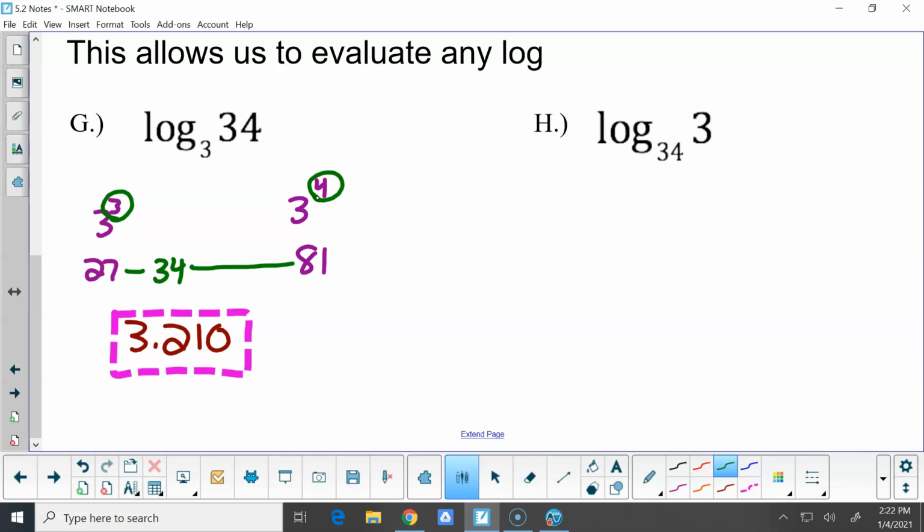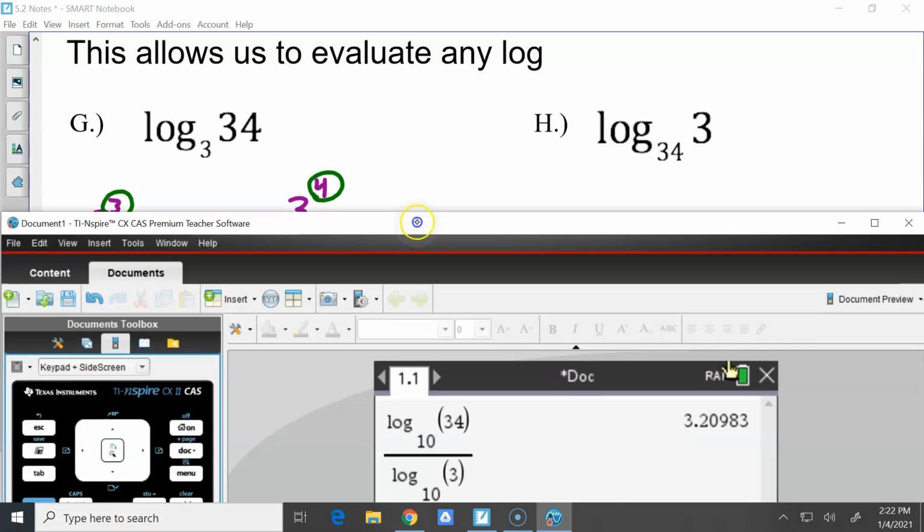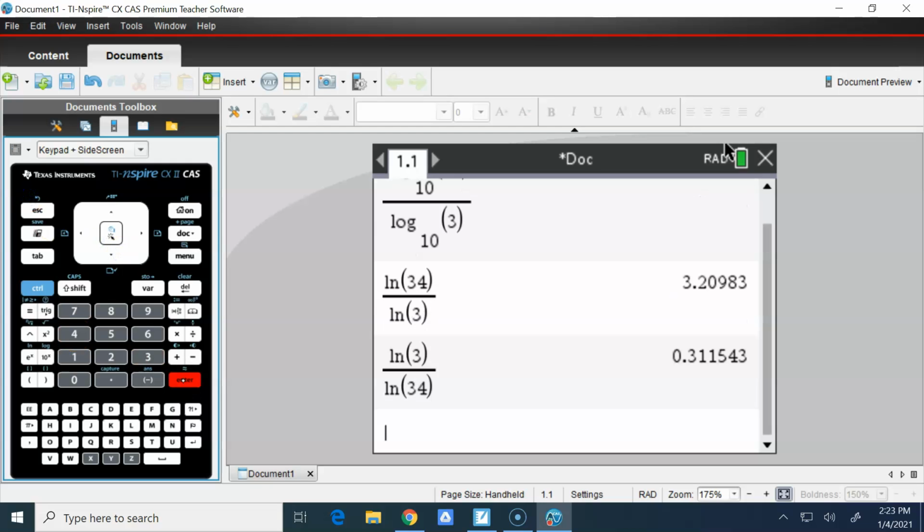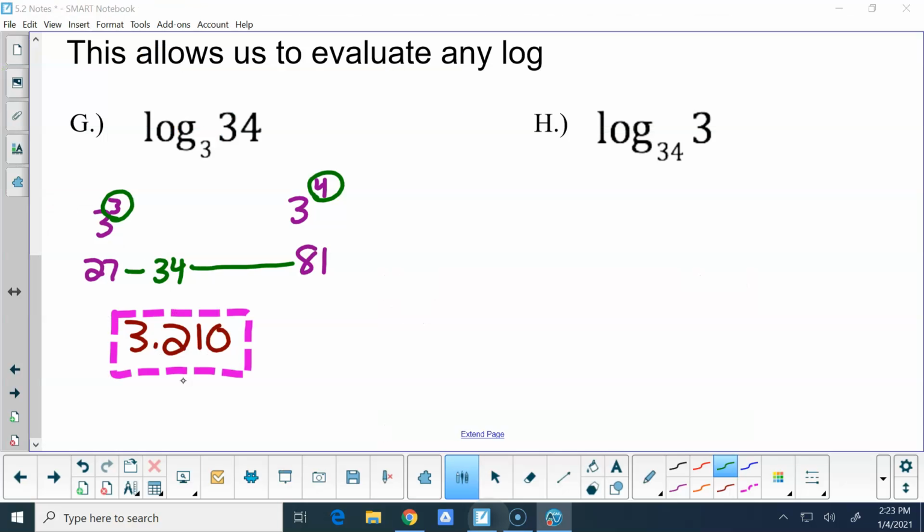Now, this time what I'm going to do is use the natural log. Natural log of 34 divided by the natural log of 3 is going to give me the exact same thing. So again, it doesn't matter which method we choose. If we flip that around, the natural log of 3 divided by the natural log of 34 is going to be 0.312.